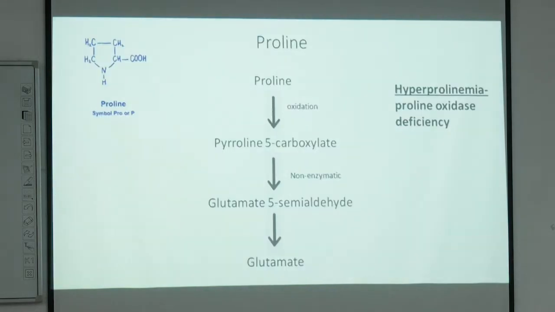So proline, we just have to know one thing, hyperprolinemia. This is due to the deficiency of proline oxidase, and this is an increase in proline level in blood.